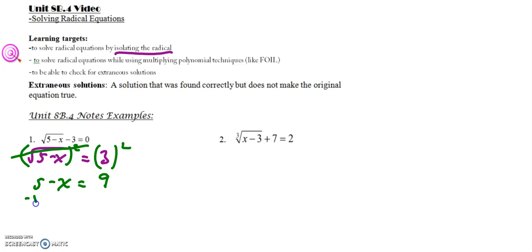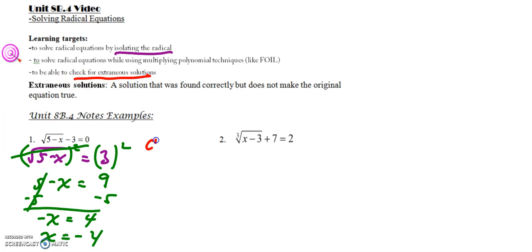So now that this is a linear equation, if I quickly subtract 5, get negative x equals 4, so that means that x equals negative 4. Awesome, we have a singular answer. Bad news is just like the other videos before this, we need to check for extraneous solutions.